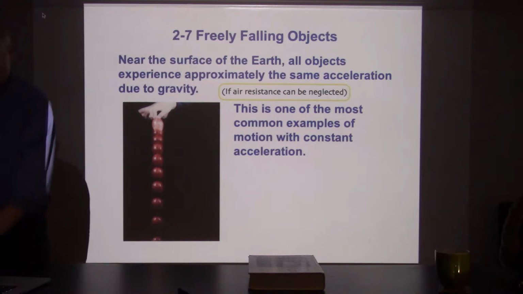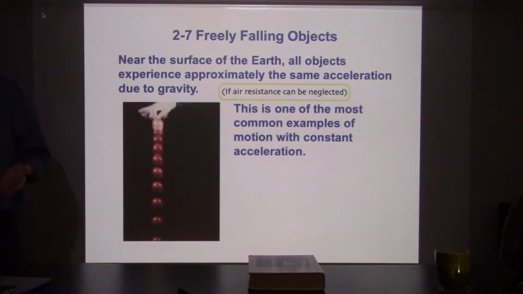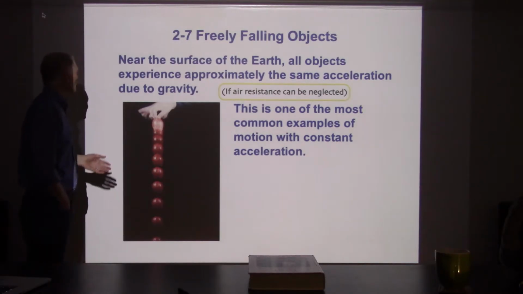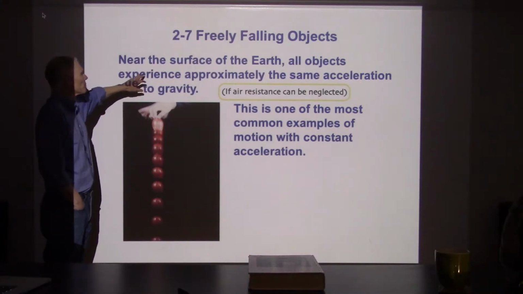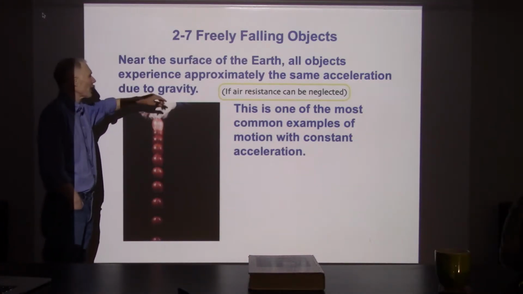Now, near the surface of the Earth, we can treat Earth's gravitation as almost a uniform gravitational field that creates a constant gravitational force, and that results in a constant gravitational acceleration. So near the surface of the Earth, all objects experience approximately the same acceleration due to gravity.